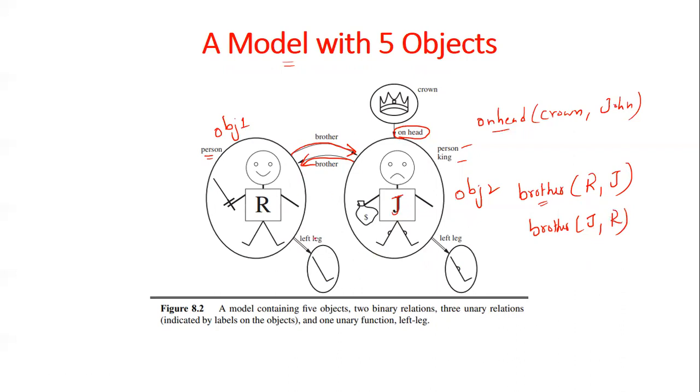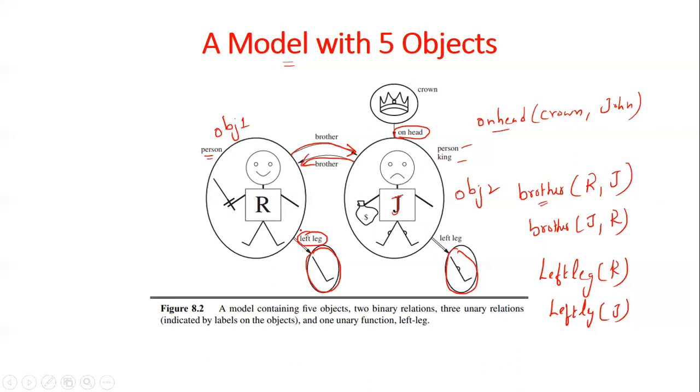Apart from this, we want to specify that every person has a left leg. This does not make much sense, but we just want to add more objects. So as every person has a left leg, Richard has a left leg. Now how do we represent this left leg? For that we use a function. This is a function. So left leg of R represents Richard's left leg. Similarly, John also has a left leg. So left leg of John represents John's left leg.